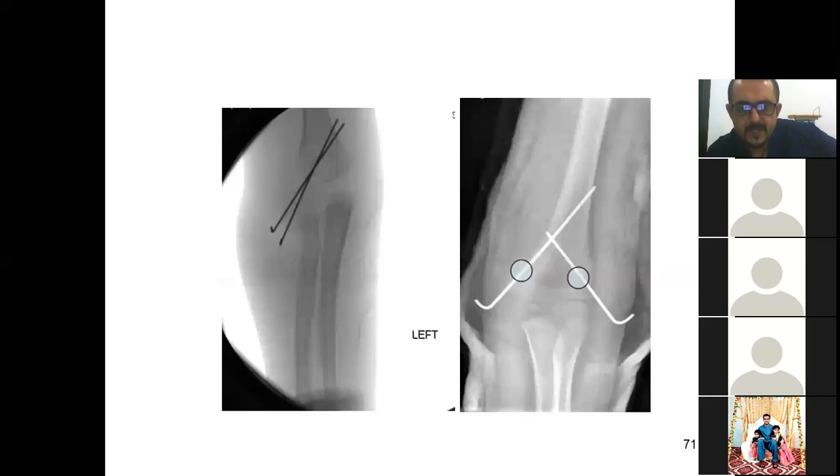Which configuration is more stable, either lateral pins or medial-lateral pins? Medial-lateral. Okay, rotationally, the medial-lateral bilateral pinning, both sides pinning, is stable. But you can avoid the nerve risk by putting two lateral pins. The results for both of them are almost equal.